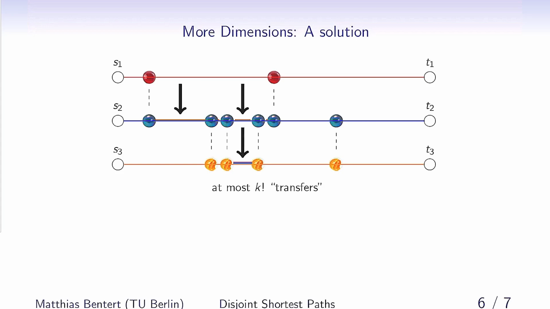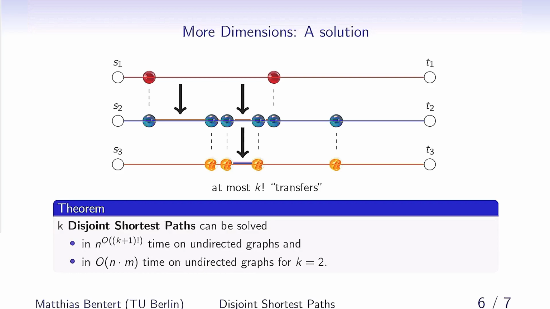And for each of these transfers, we only need to guess a constant number of marbles. And this leads to our main result. K disjoint shortest paths can be solved in n to the O of (k+1) factorial time on undirected graphs, and for k equal 2, again on undirected graphs, we can solve it in n times m. Again here, this was just guessing one marble, and then some case distinction.